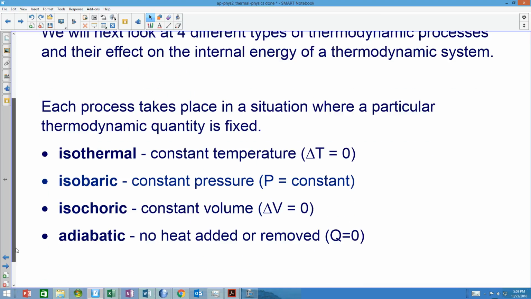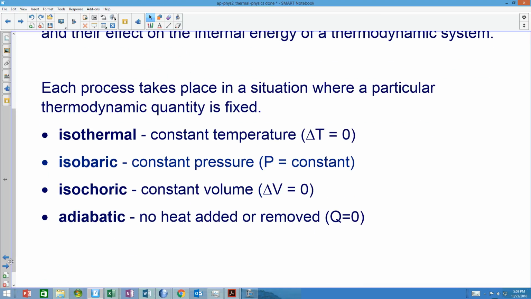The first one we'll talk about is isothermal, which means we keep it at constant temperature. Isobaric means constant pressure. Isochoric means no change in volume. Adiabatic means no heat is added or removed from the system.